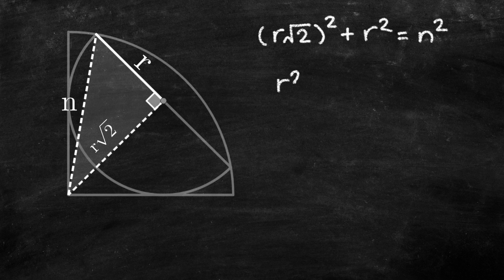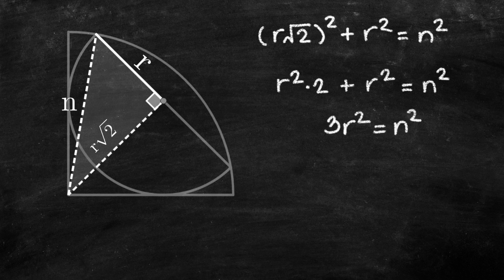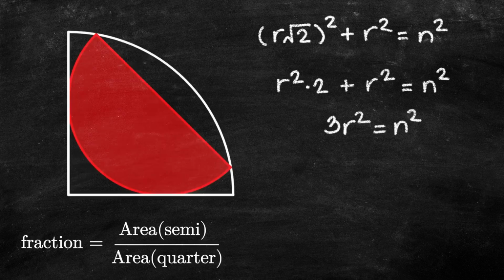This becomes r squared times 2 plus r squared equals n squared. Combine like terms, we should get 3r squared equals n squared. Now the fraction of the area that is shaded is equal to the area of the semicircle divided by the area of the quarter circle.